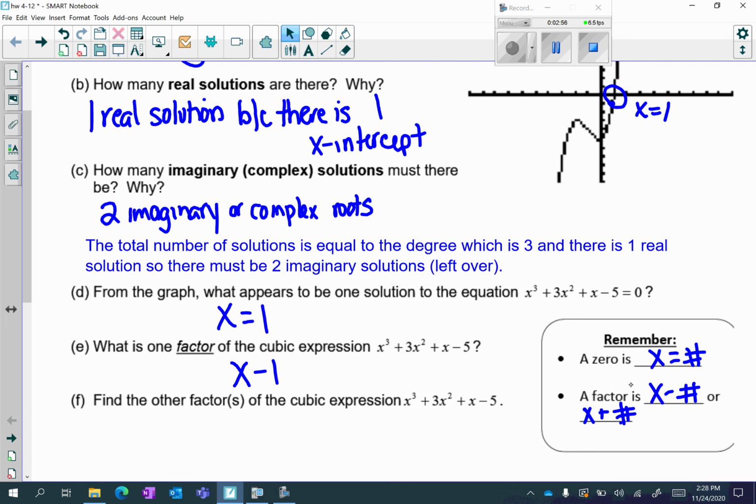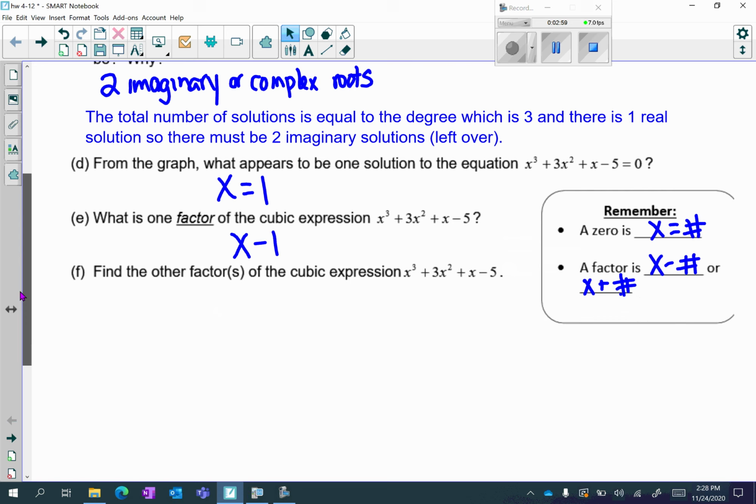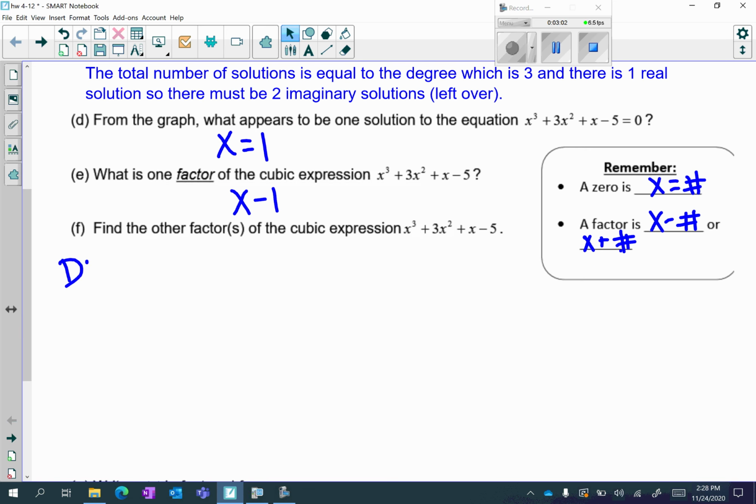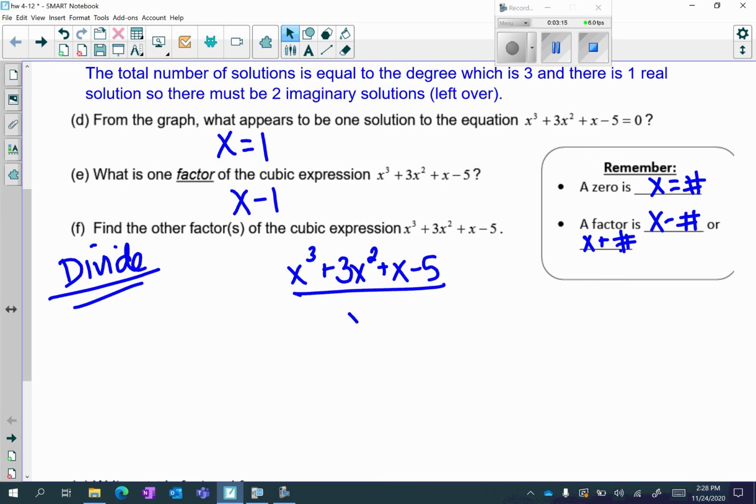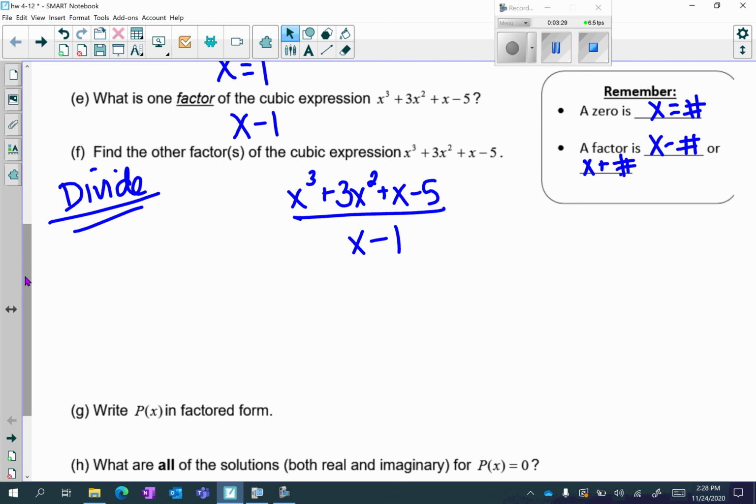Find the other factors. So in order to find the other factors, we are going to divide. So I'm going to take my cubic expression, x cubed plus 3x squared plus x minus 5, and divide it by the factor of x minus 1. When I divide, I should get no remainder because I know that it's a factor, because it has a real solution at x equals 1. So remember, for factoring, you have two methods. You have the box method or tabular method, and you have synthetic division. I'm going to use synthetic division.